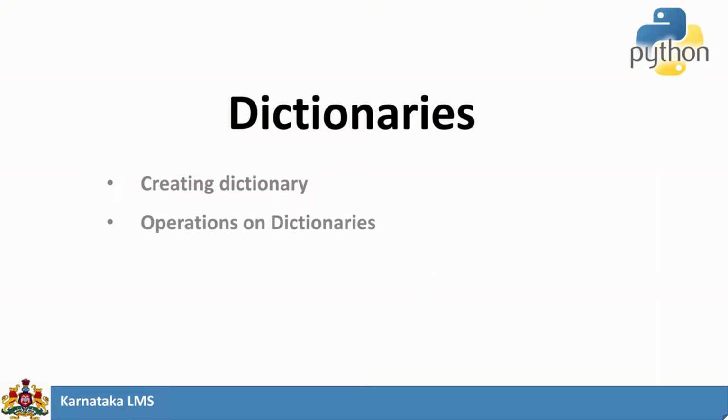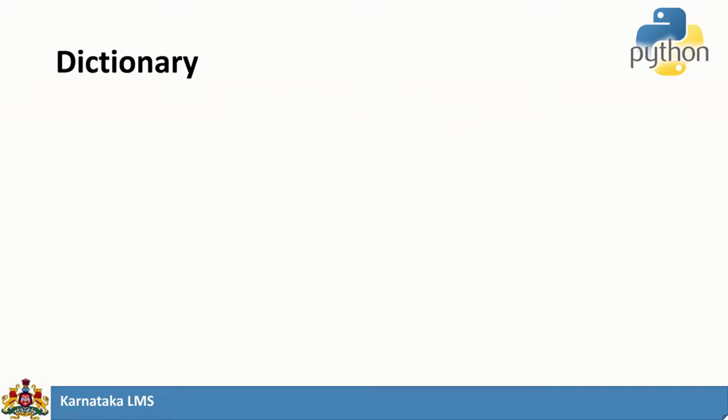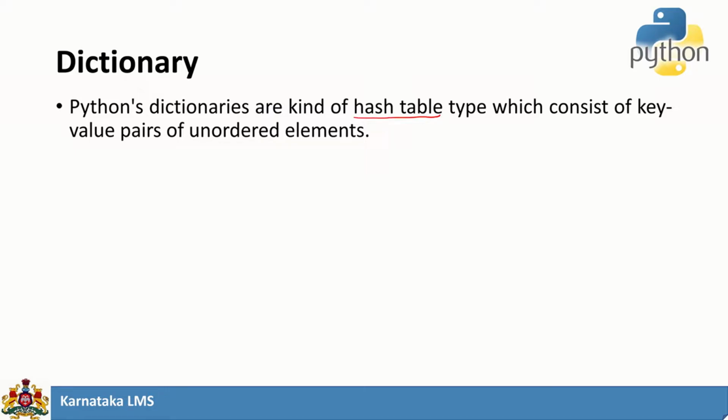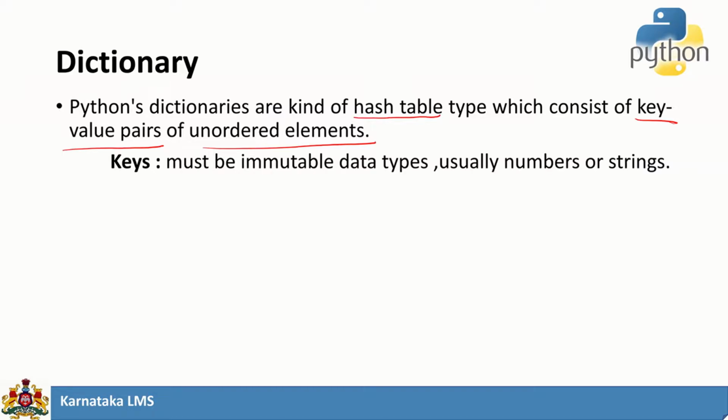In this session, we are going to discuss the dictionary object, or dictionary data type, in Python, and we will learn how to create a dictionary and what basic operations you can perform on a dictionary. Dictionaries are a kind of hash table. They consist of key-value pairs, which are unordered elements.